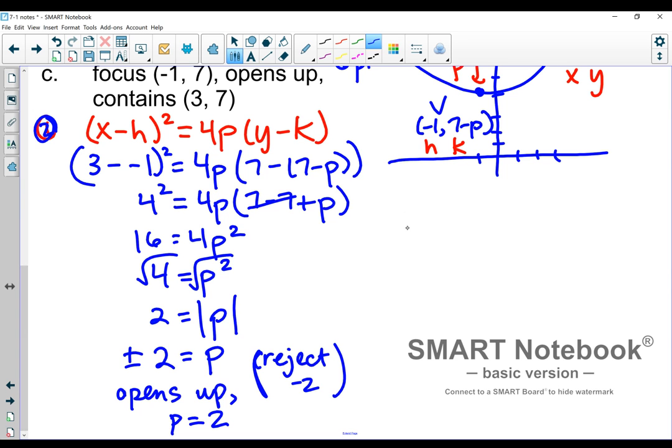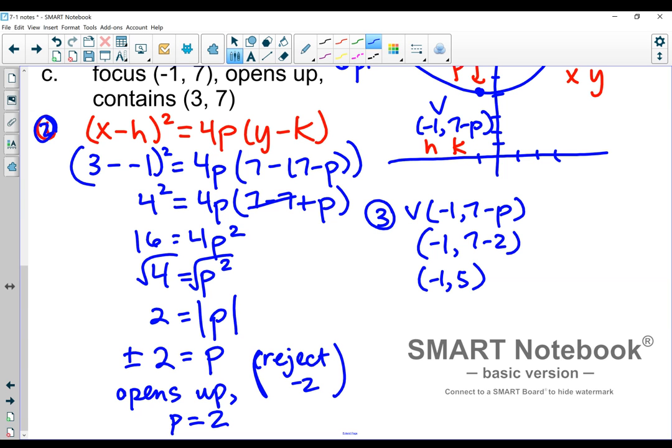So then my third step is going to be just to go through and figure everything out. My vertex and p, that's really what I need, and then we'll write the equation. So I know that my vertex is (-1, 7 minus p), and I found that p was 2. So (-1, 5). So that's going to be my vertex, my (h, k). And I know that p is equal to 2. So 4p is equal to 8.